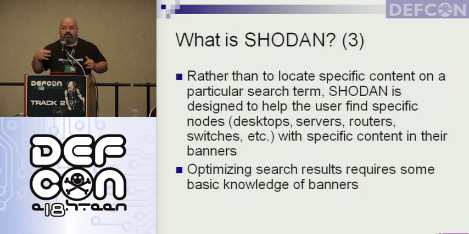So instead of looking for specific content on a page, we're looking for specific information about the page. So is it a desktop, is it a server, a router, or switch, or a printer, or some other sort of device? We can find that out by looking at the content in the banner. Typically these are on port 80, but they could be banners on port 21 or 22 or 23 or some others that we'll talk about. Optimizing search results for SHODAN requires us, or at least is helpful for us, to have some knowledge of what a banner looks like. So we'll talk a little bit about that as well.